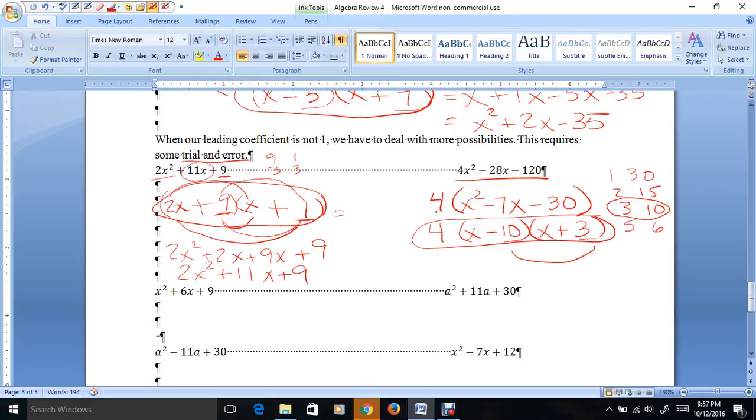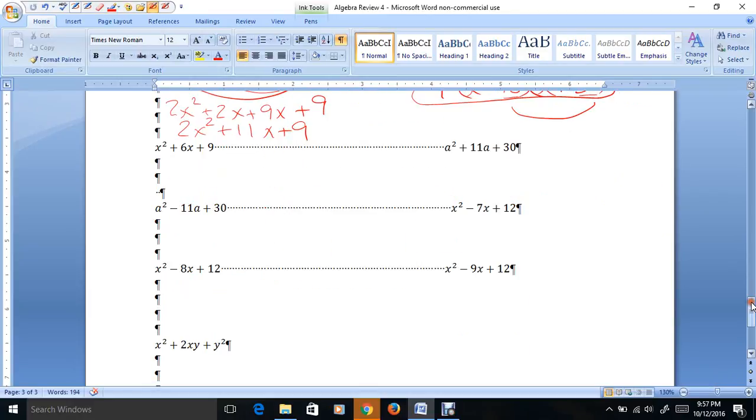Okay, so let's do a couple more of these examples here, just to make sure we know what we're doing. Alright, so we've got x squared plus 6x plus 9. We're going to write two sets of parentheses. Our first term is x squared, so we can just put an x here and an x here. Our final term is 9, and we're going to put two numbers here that multiply together to give me 9 and add up to 6. And that's obviously going to be 3 and 3. So x plus 3, x plus 3, which we could also write as just x plus 3 squared.